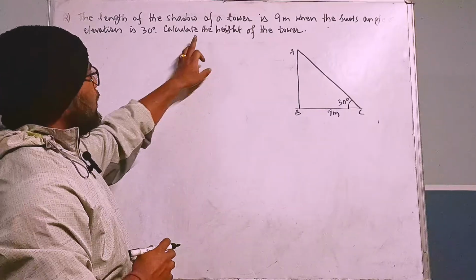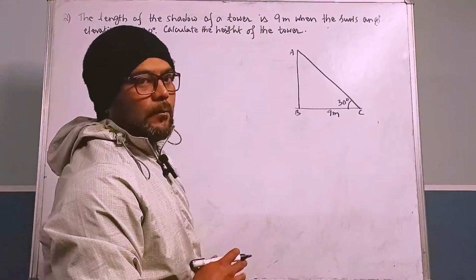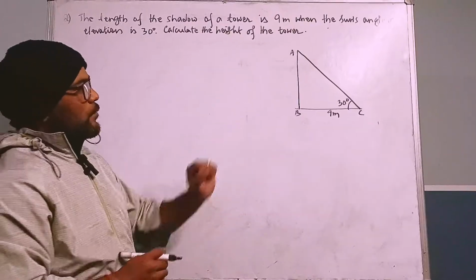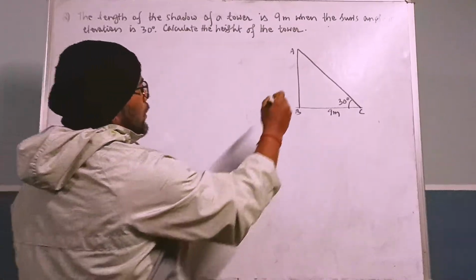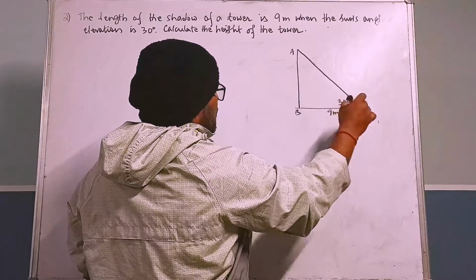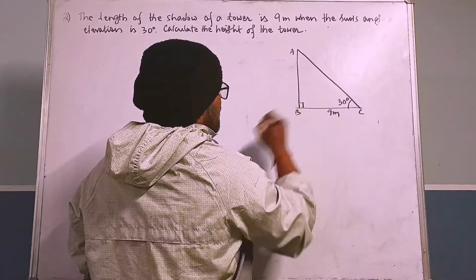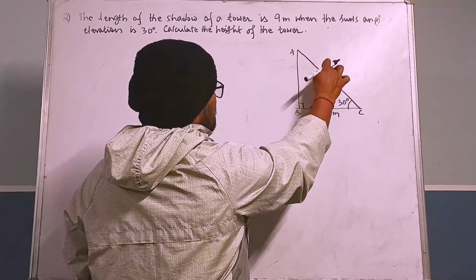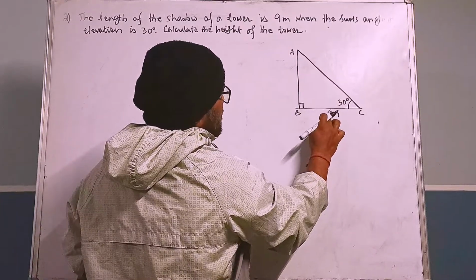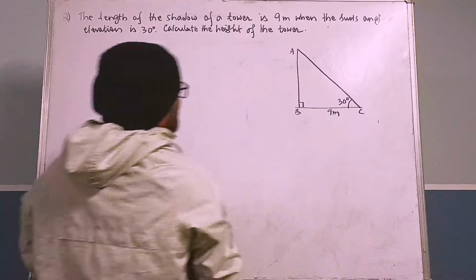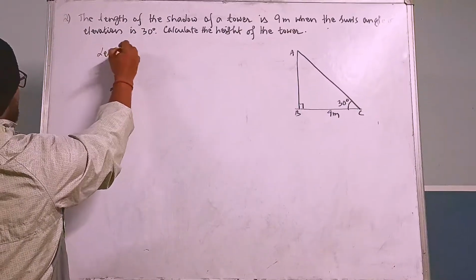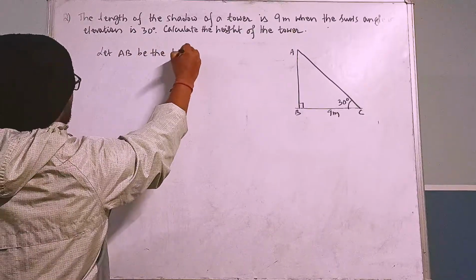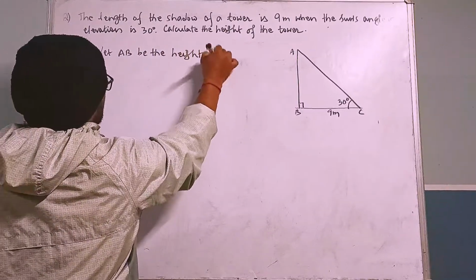So what are you supposed to find? Calculate the height of the tower. This is a very simple question, just follow the process. In this figure, you can see that this is a right angle triangle where this side is known as the perpendicular, this side is known as the hypotenuse and this side is known as the base. First of all, just write what you have assumed in a sentence: Let AB be the height of the tower.